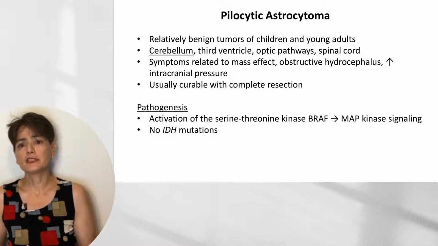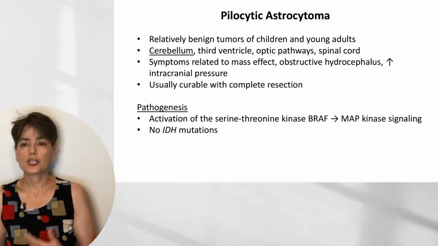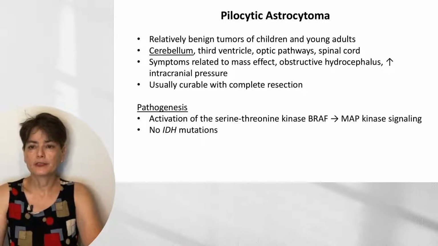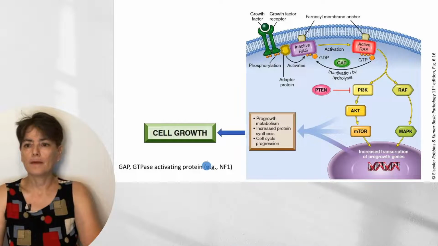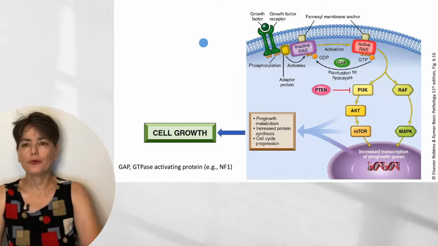Now, the pathogenesis of this is activation of the serine threonine kinase BRAF, which activates the MAP kinase signaling pathway. And I'll show you that in a moment. And these do not have IDH mutations. So we've already covered BRAF and its role here in cell growth and cell signaling. But I'm just going to do a quick review for you. This is covered in the neoplasia chapter.